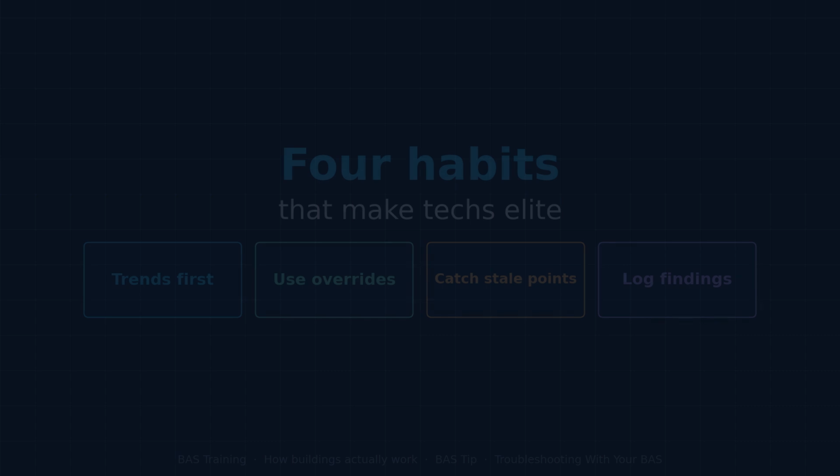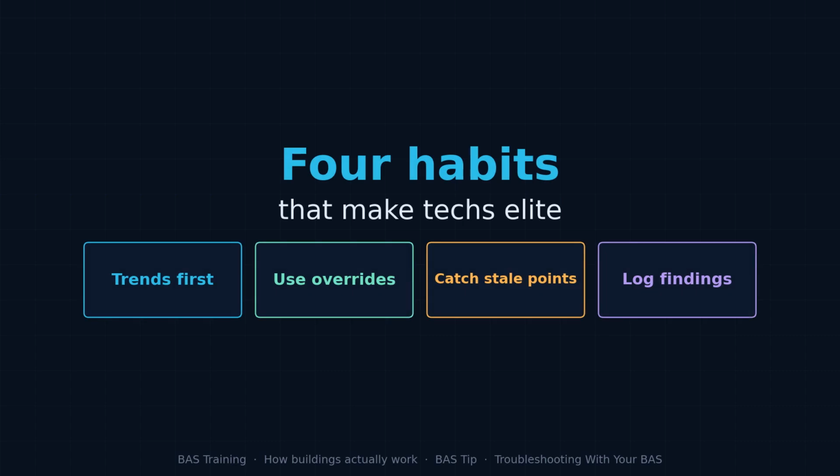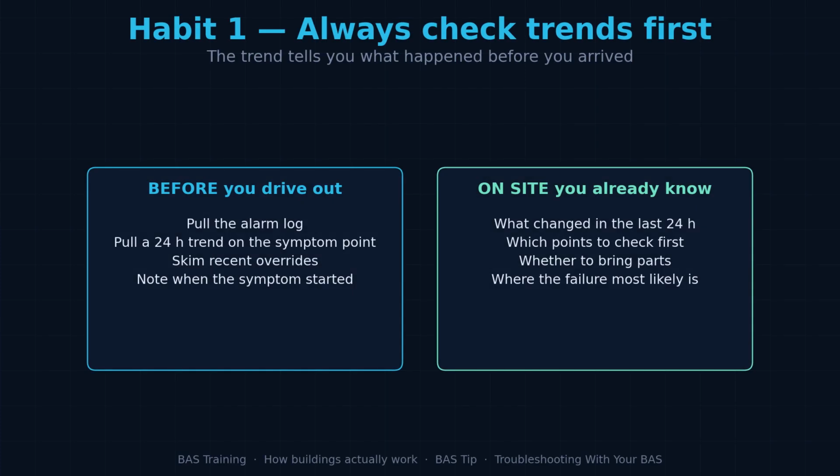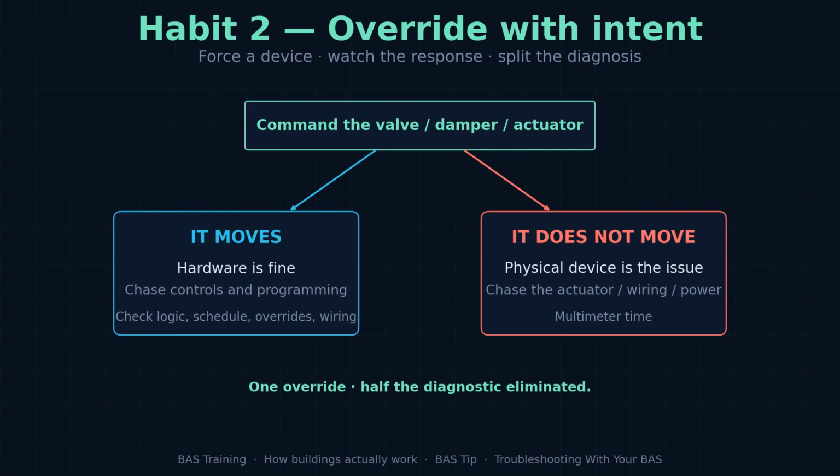Use it. Before I wrap up, here are the habits that will make you elite at this. Always check trend data first before going to the field. It tells you what happened before you arrived, and that history is everything. Use overrides intentionally. You can command a valve, damper, or actuator directly from the BAS to test its response. If it moves, the hardware is fine. You chase controls. If it does not, you chase the physical device.